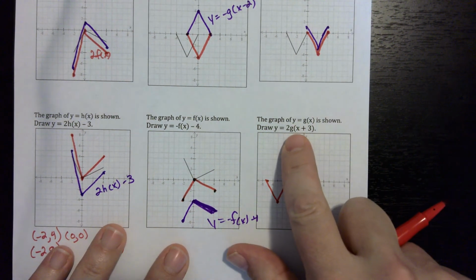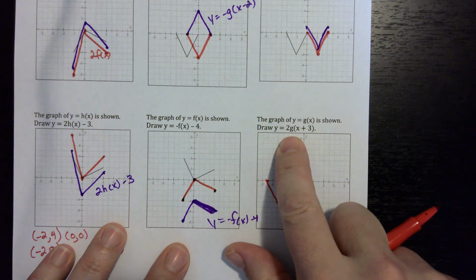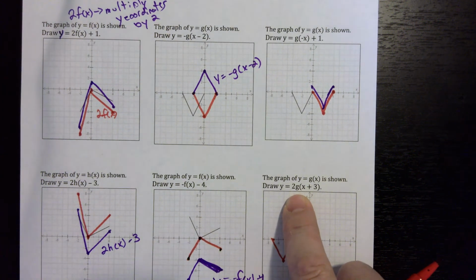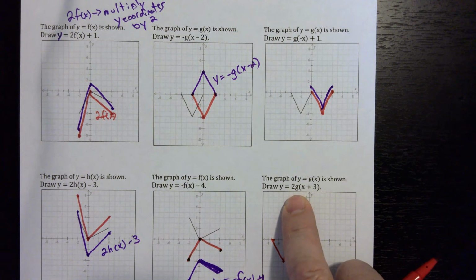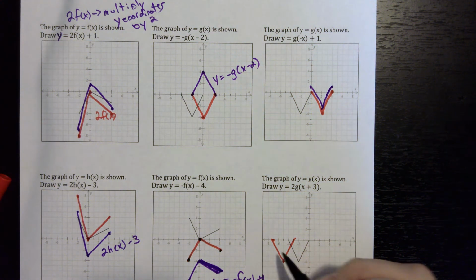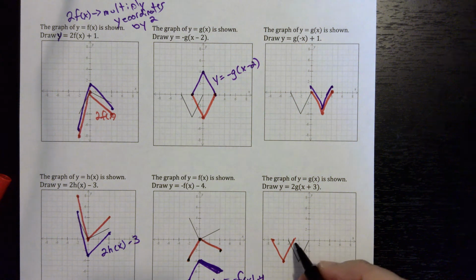And now I have a 2 that's out front, which is my only other thing. Remember, when there's a 2 out front, it's a stretch or shrink. This one is going to be vertical because it's out front, so we multiply the y coordinates by that number. Let me write what those coordinates are before we multiply them. This one is -3, 0. This one is -5, -4.